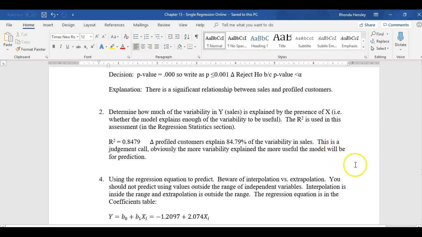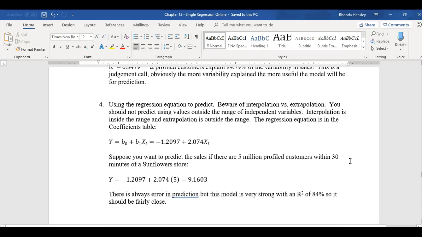It's fairly high, and I think this would be a very useful model in doing prediction. And once you've decided this, by the way, there's no cutoff for this number. So you can't say over 50% or 60% or 80%. It's just whatever you're going to be using this model for and what you're comfortable with. So assuming that we're comfortable with 84.79%, then we would start to think of using this regression equation to predict.